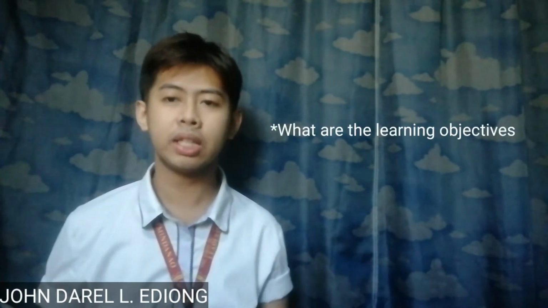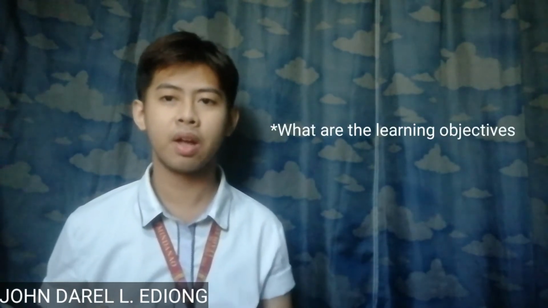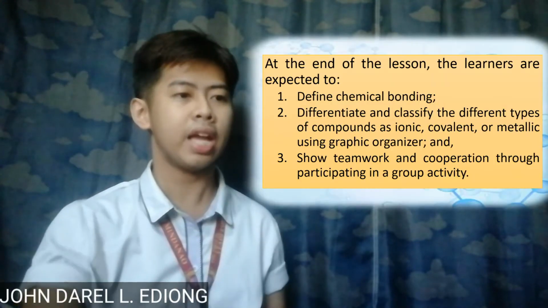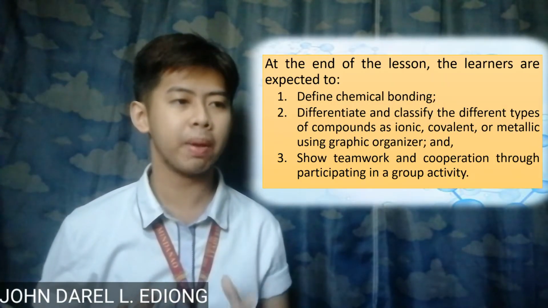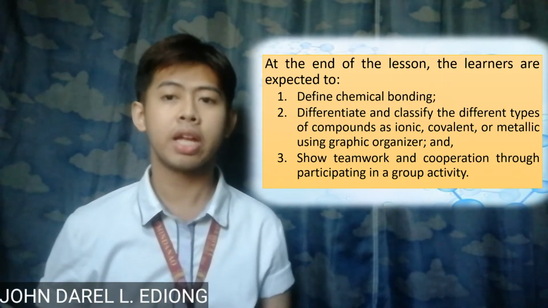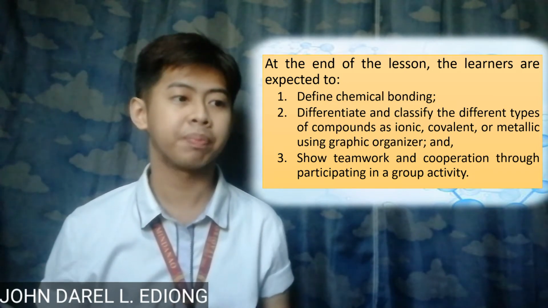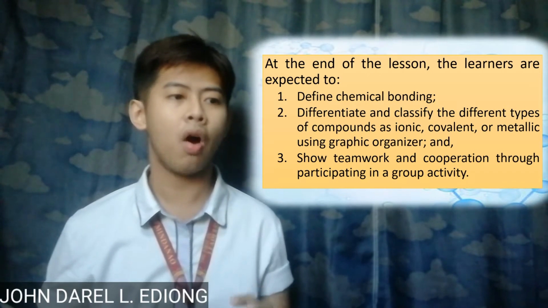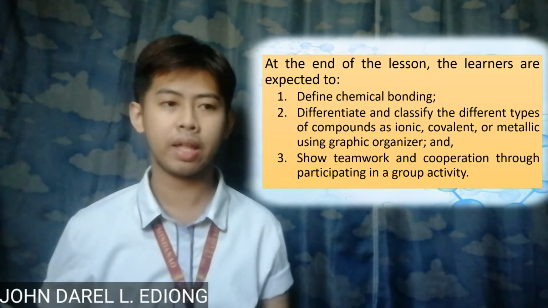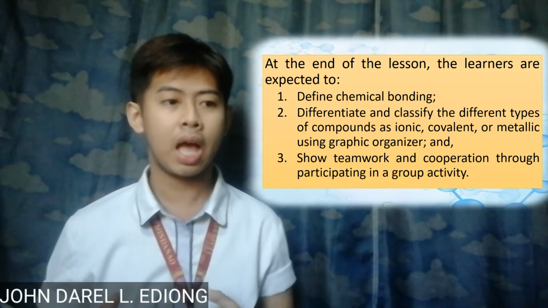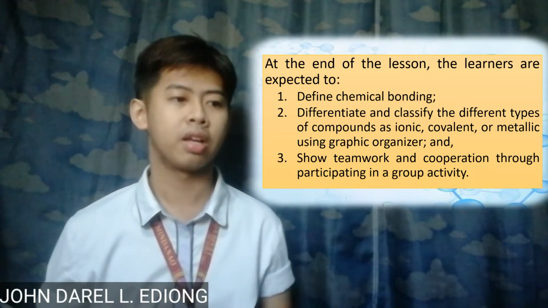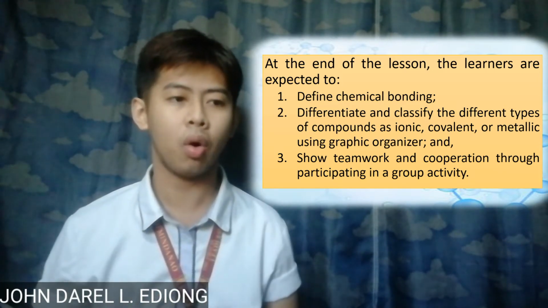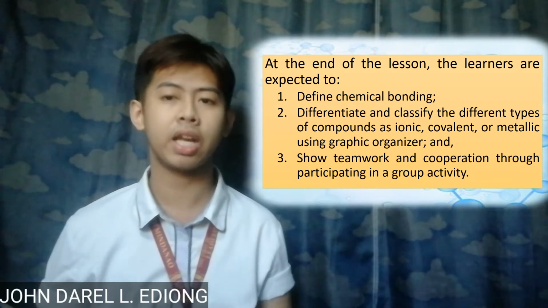Now, let me reveal to you what is the learning objectives of the topic. At the end of the lesson, the learners are expected to: number 1, define chemical bonding. Number 2, differentiate and classify the different types of compounds as ionic, covalent, or metallic using graphic organizer. And number 3, show teamwork and cooperation through participating in a group activity.